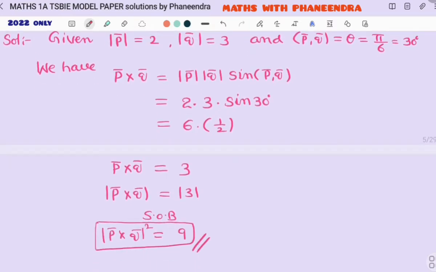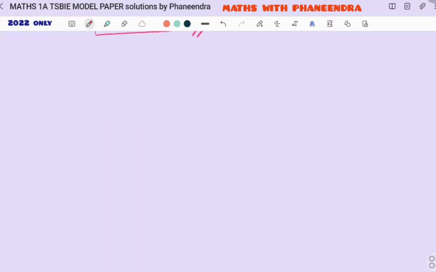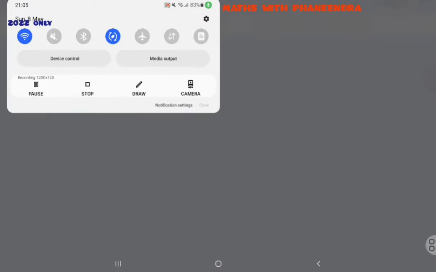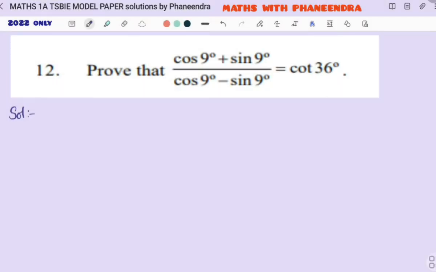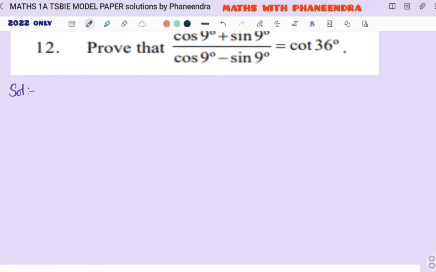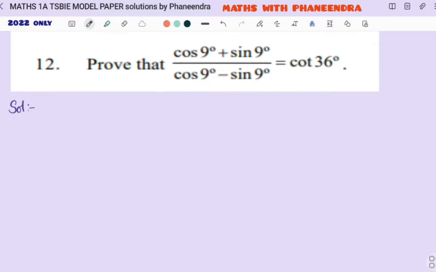We'll move to question number 12. The next question, number 12: prove that cos 9 degrees plus sin 9 degrees divided by cos 9 degrees minus sin 9 degrees equals cot 36 degrees. First you have to consider the LHS.